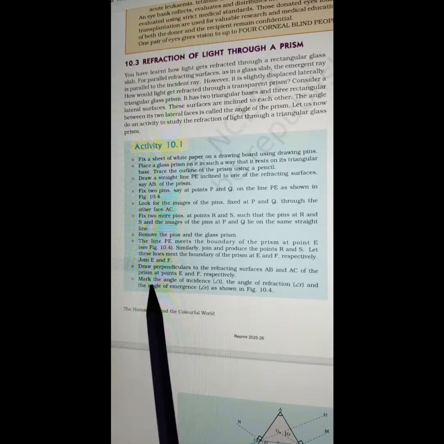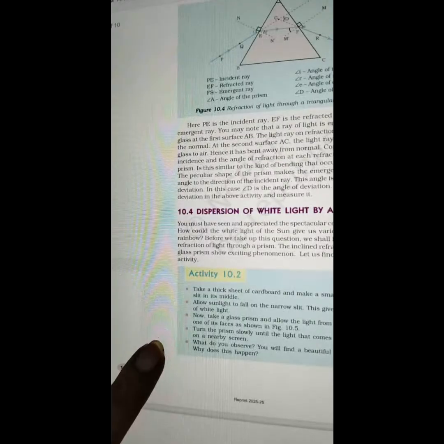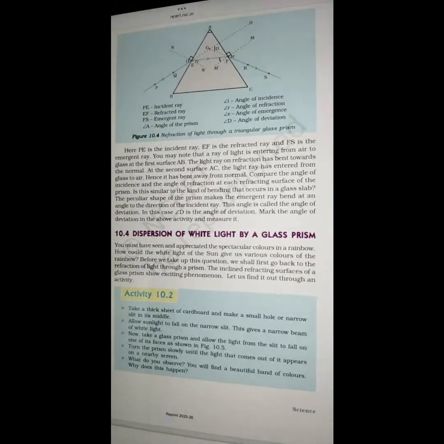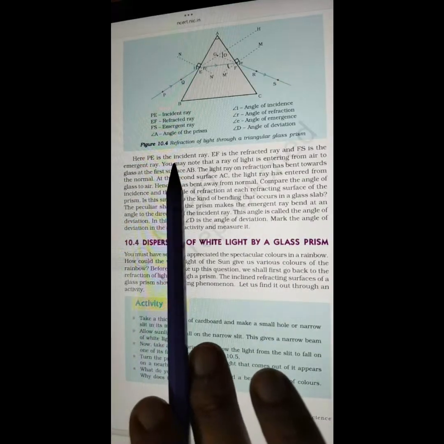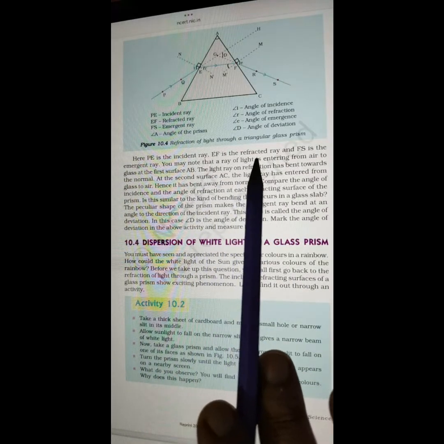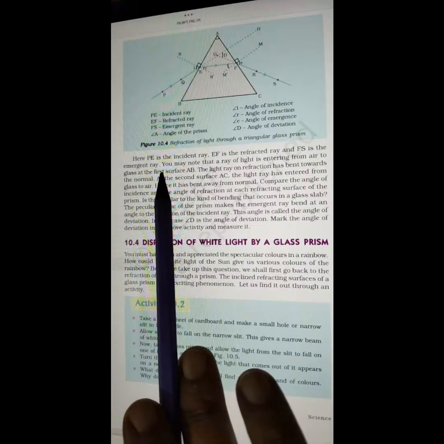Join E and F. Draw perpendiculars to the refracting surfaces AB and AC of the prism at points E and F respectively. Mark the angle of incidence, angle of refraction, and angle of emergence, that is angle e, as shown in figure 10.4. So 10.4 is showing you all the images. We are there on the next page here. PE is the incident ray, EF is the refracted ray, and FS is the emergent ray.